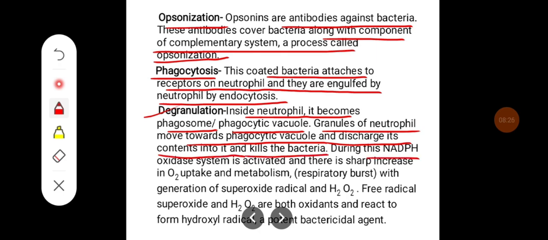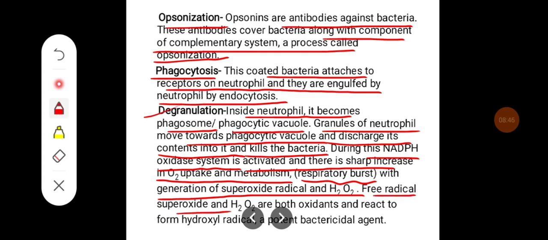During this, the NADPH oxidase system is activated and there is a sharp increase in oxygen uptake and metabolism, which is called respiratory burst, with generation of superoxide radical and hydrogen peroxide. The free radical superoxide and hydrogen peroxide, both oxidants, react to form hydroxyl radical, a potent bactericidal agent.